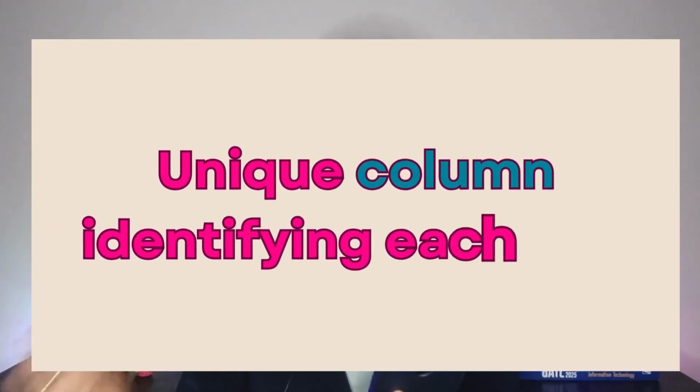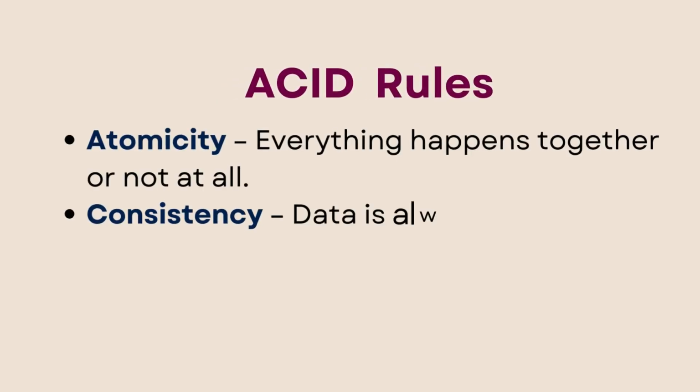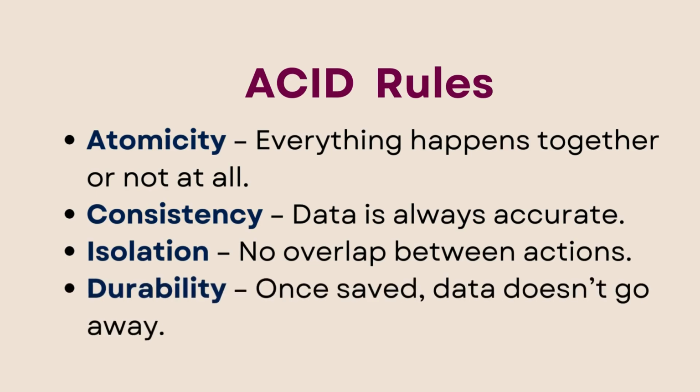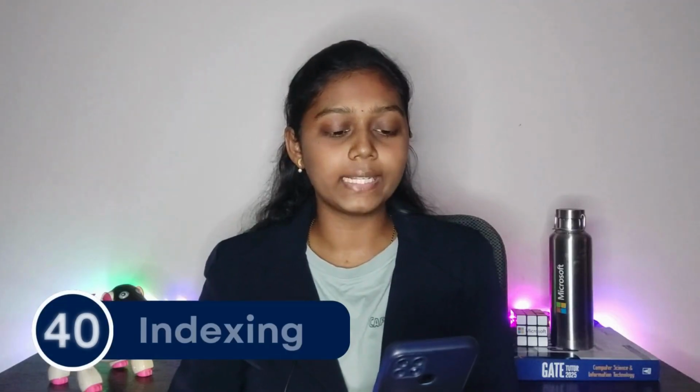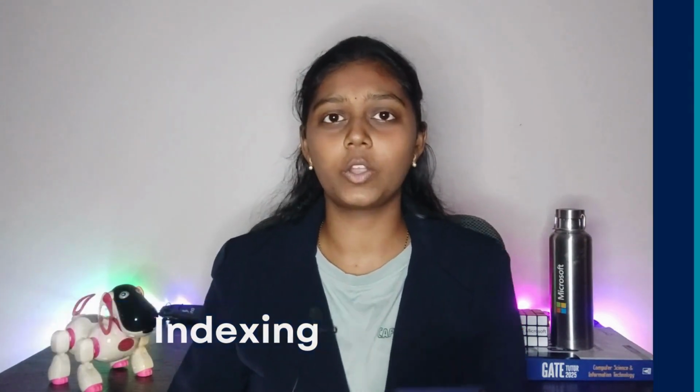38, primary key, a unique ID for database records. Like your passport number, no two people have the same number, right? 39, ACID. These are the rules to ensure reliable database transactions, like making sure your online payment is secure and finished. 40, indexing, speeds up database searches, like using a table of contents in a book.